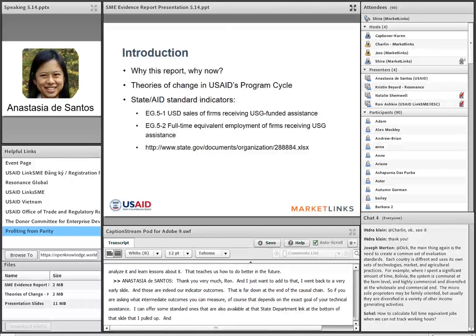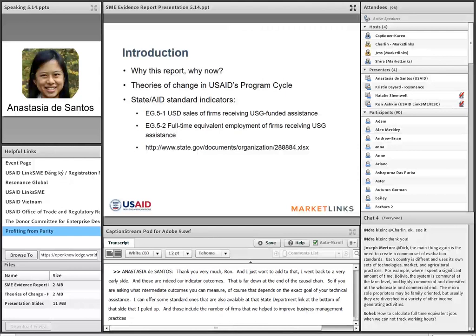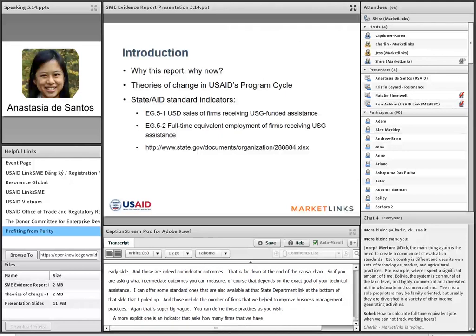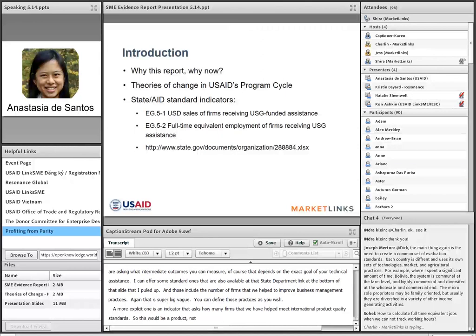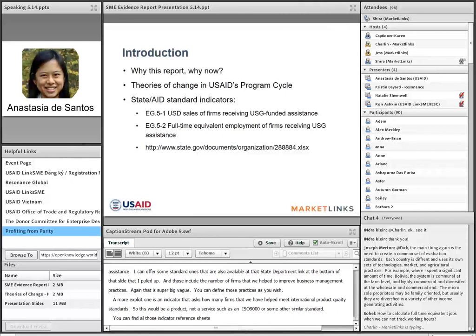And those include the number of firms that we've helped to improve business management practices. Again, that's super vague. You can define those practices as you wish. A more specific and explicit one is an indicator that asks how many firms that we have helped meet international product quality standards. So this would be a product, not a service, such as an ISO 9000 or some other similar standard. And you can find all those indicator reference sheets at that State Department link, and that includes the one for the full-time equivalent employment.